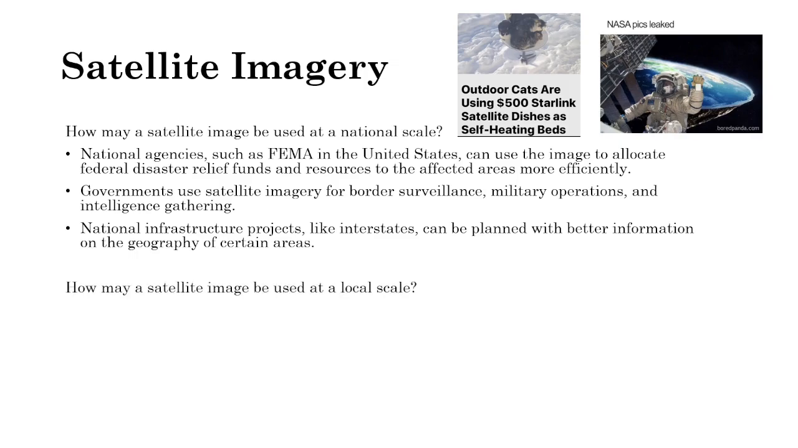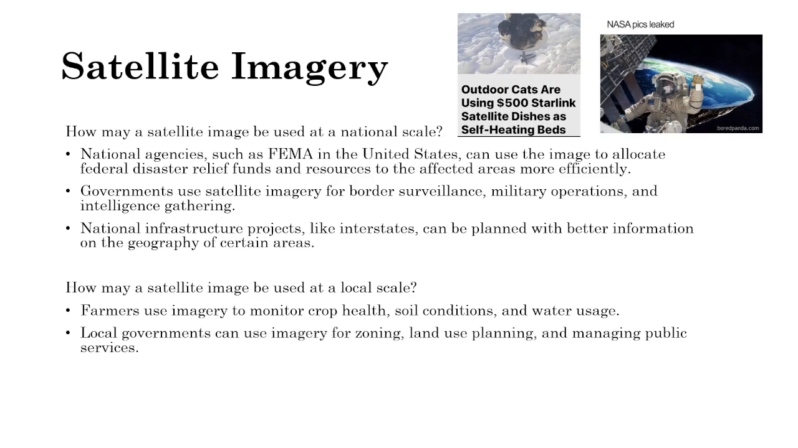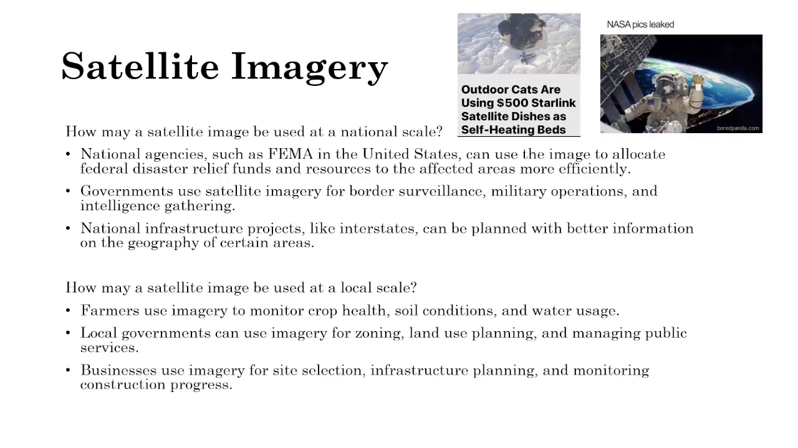How might satellite imagery be used at a local scale, like within a city? Farmers can use the imagery to monitor crop health, soil conditions, and water usage. Local governments can use it for zoning, like for schools, land use planning, and managing public services like water facilities. Businesses can use imagery for site selection on where to build their businesses. They want to build away from an interstate maybe if it's too loud, or it's just hard to get to the location. I see sometimes stores driving down the interstate, and there's no exit. I'm like, where are these stores? How do you get to them? They could also be monitoring construction progress with the satellite imagery as well.